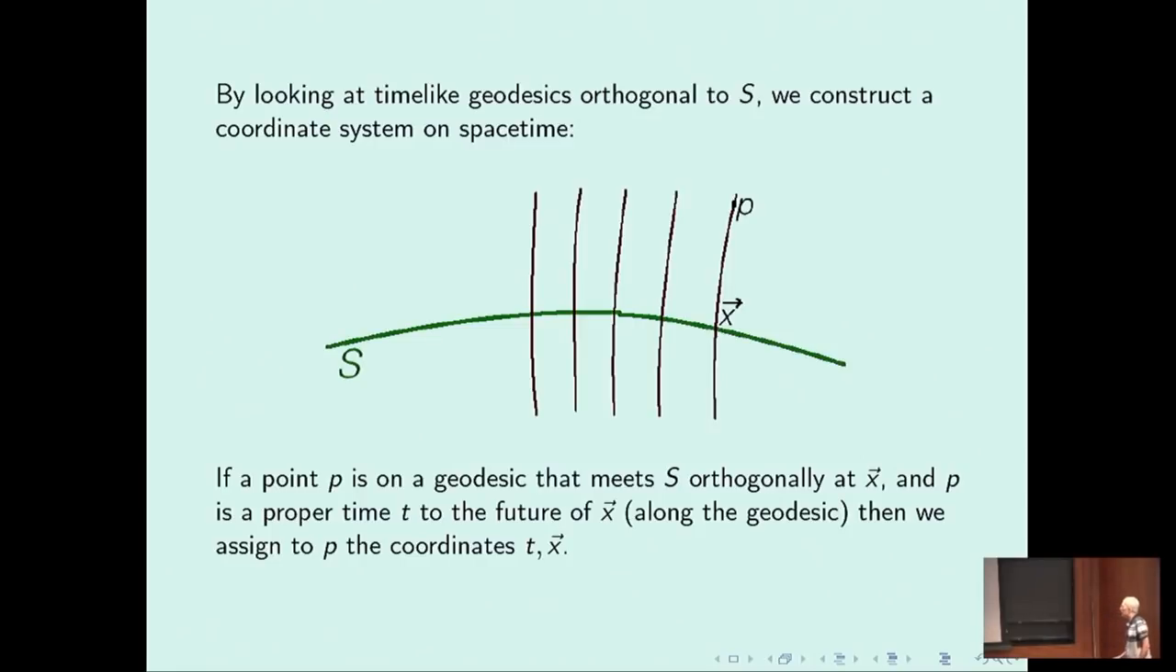And then we use this to give a coordinate system. If P is on a geodesic that meets S orthogonally at x, and it's a proper time t to the future of x along the geodesic, then we assign to P the coordinates t and x. And these are good coordinates near the surface S. I hope it's obvious they're good coordinates. Locally, the situation is like Minkowski space. In Minkowski space, S could be time 0, and we'd parameterize S by the spatial coordinates x, and the orthogonal geodesics just run in the time direction. And the coordinate system we'd get this way would be a standard Lorentz coordinate system.